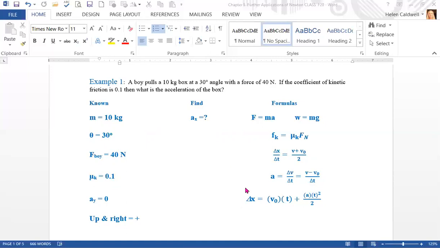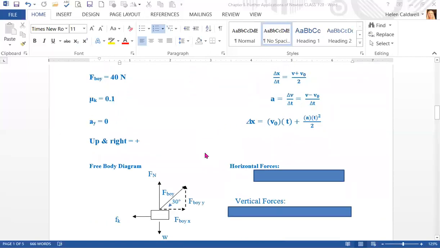We have our delta x equation, our acceleration equation, our average velocity equation. We have F equals ma and W equals mg, and the new one. Force of kinetic friction is equal to mu sub k times F sub n. Okay, you need some kind of a picture.